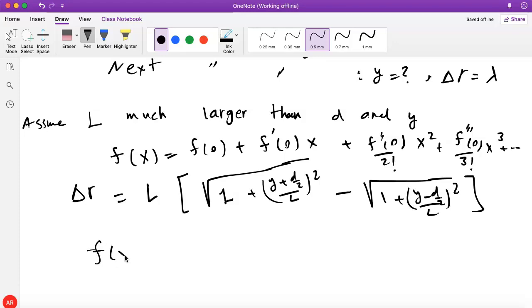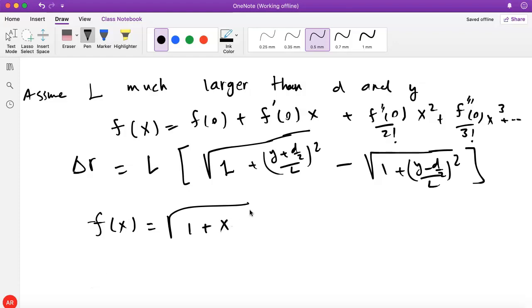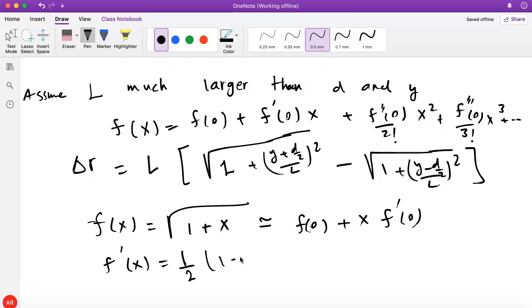So let's say f of x is square root of 1 plus x. That whole thing is a small quantity. Y plus d over 2 over L quantity squared is a small quantity. So this I can write approximately as f of 0 plus x times f prime 0. What is f prime? F prime x, this is 1 plus x to the power 1/2, so its derivative becomes 1/2 times 1 plus x to the power minus 1/2. Therefore, the first derivative at x equals 0 is just 1/2.